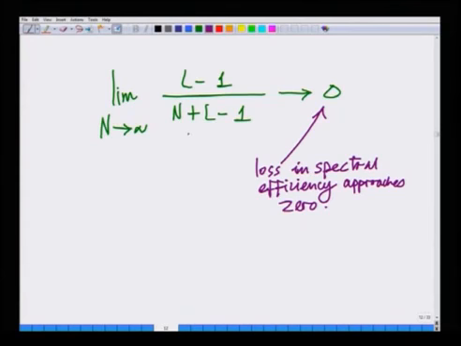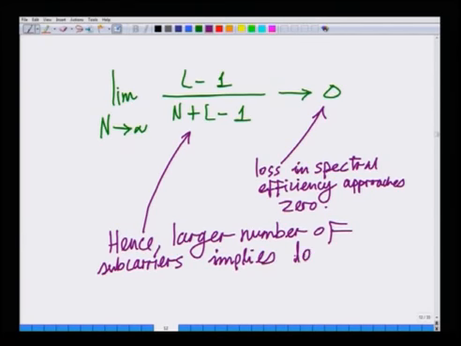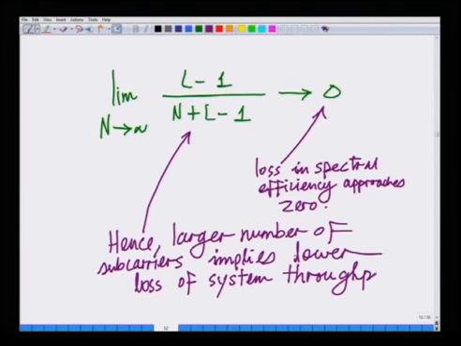So hence a larger number of subcarriers implies a lower loss of system throughput. Hence the larger number of subcarriers implies essentially a lower loss of system throughput.